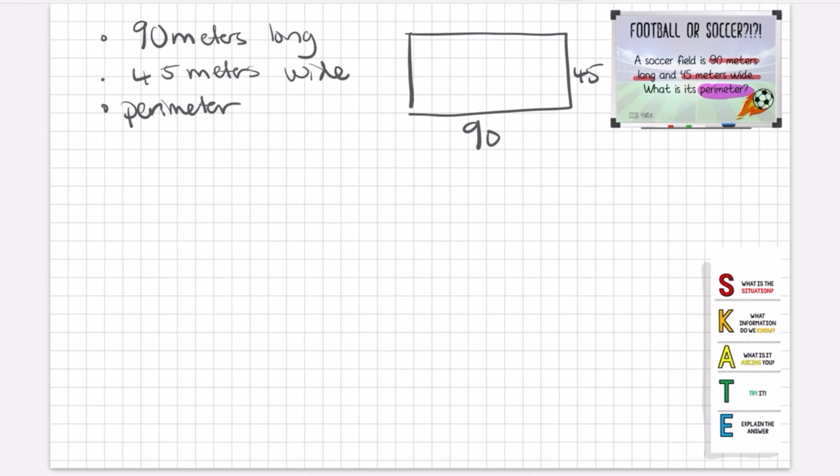Football fields are rectangles, so I'm going to draw my rectangle, label the length and width, and I labeled the inside the area. It's really important to know that the amount covered on the inside is the area, and then the outside is the perimeter. So if I asked you to walk the perimeter, you would be walking around the outside of the field.